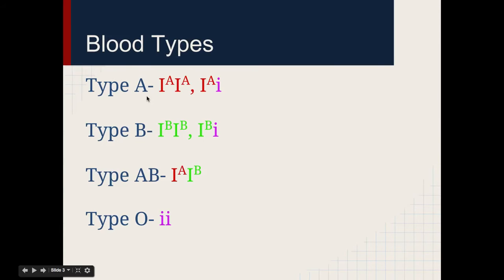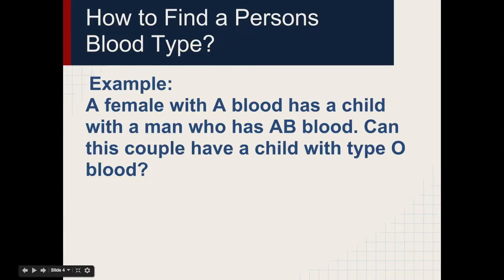For type A, you need to have IA, IA, or IA with a little i. To be a type B, you need to have IB, IB, or IB with a little i. To be a type AB, you must only be IA, IB. To be a type O, you can only have two little i's.